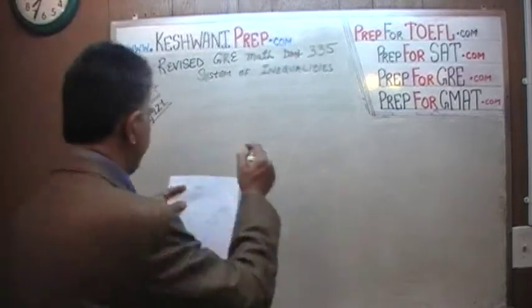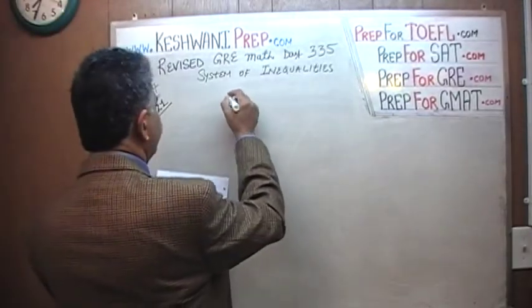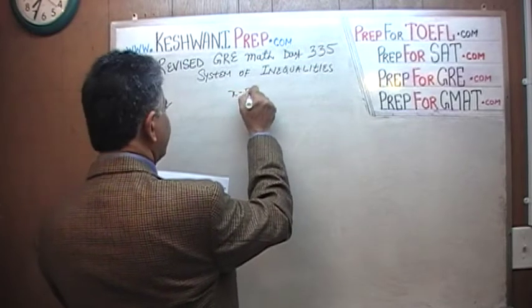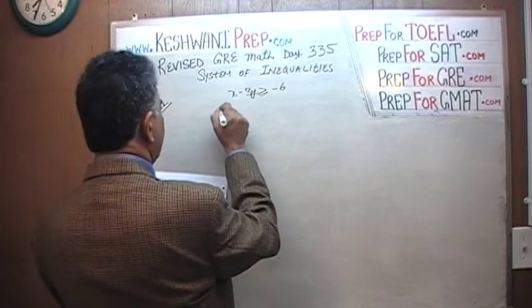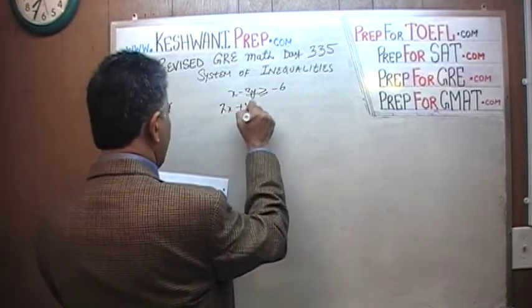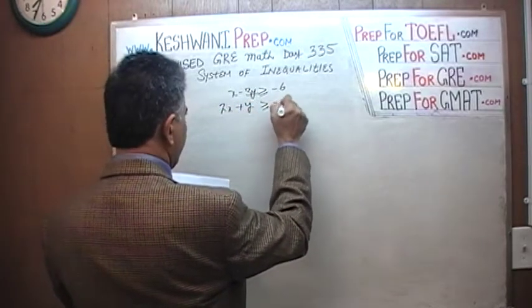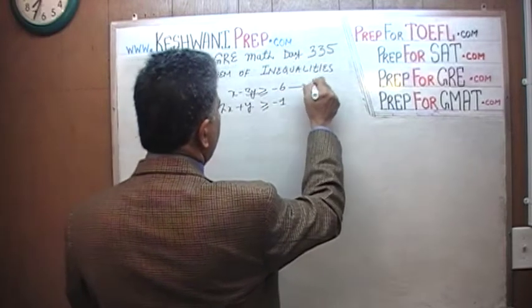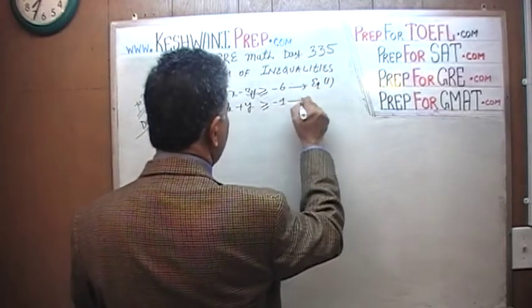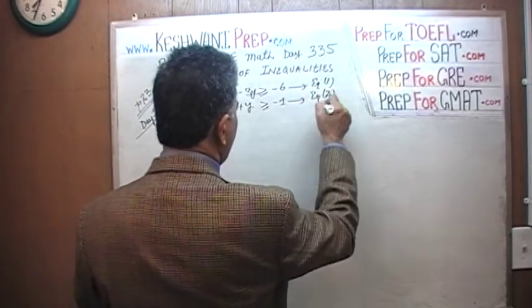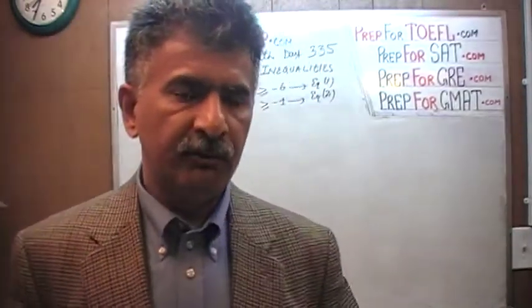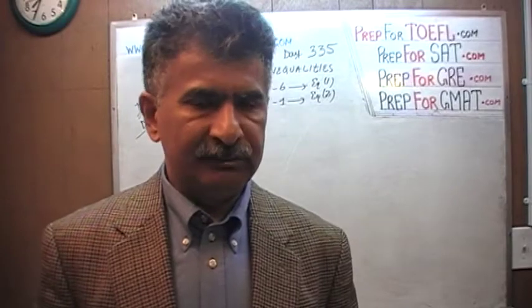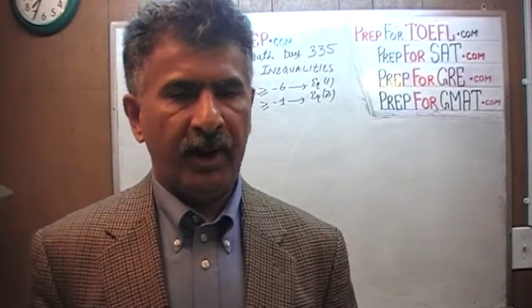So here we go. We are given two inequalities. x minus 3y is less than or equal to negative 6, and 2x plus y is less than or equal to negative 1. Let's call these inequality 1 and 2. Now the very first thing we need to do here is to figure out how to plot these inequalities on a graph.